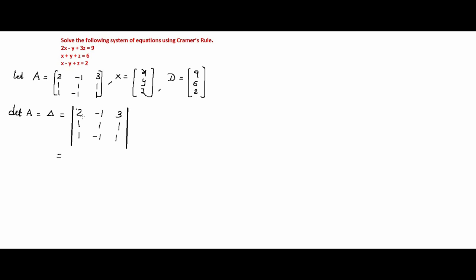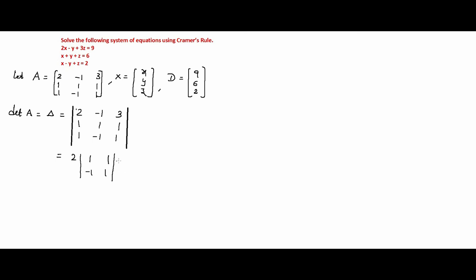We expand the determinant mostly along the first row. We can expand along any row or any column. We always prefer to expand the determinant along the first row. So the first element is 2. We need to write the first element 2, leave out the row and column where we have the 2. The remaining 4 elements we need to write in determinant form.